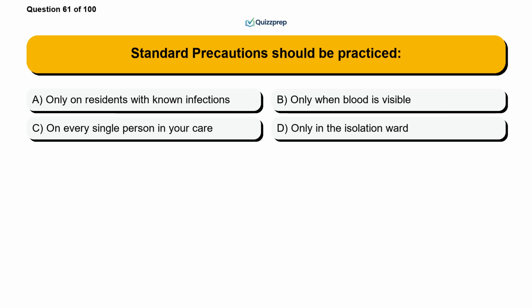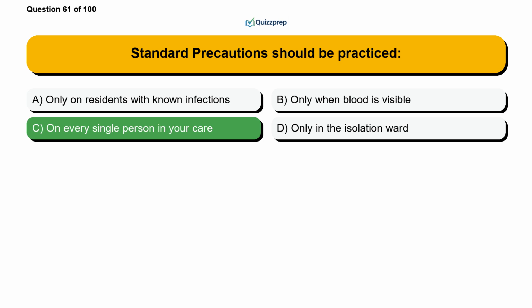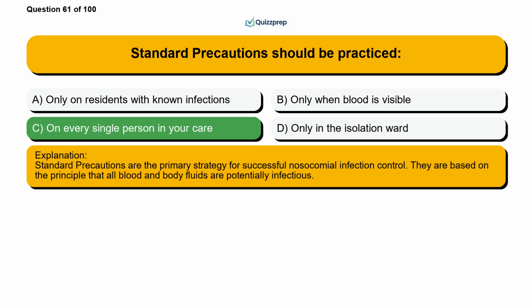Question 61. Standard precautions should be practiced: Option A, only on residents with known infections. Option B, only when blood is visible. Option C, on every single person in your care. Option D, only in the isolation ward. The correct answer is option C, on every single person in your care. Standard precautions are the primary strategy for successful nosocomial infection control. They are based on the principle that all blood and body fluids are potentially infectious. Question 62.